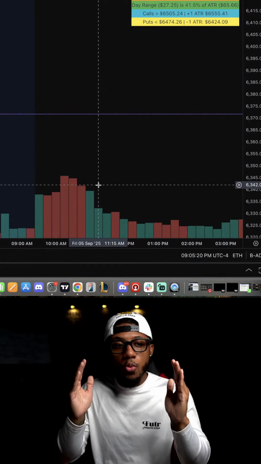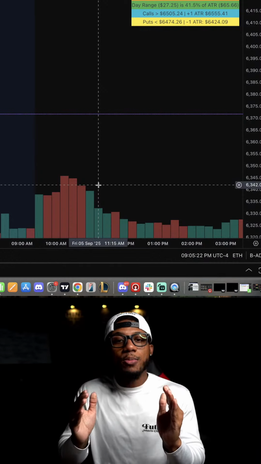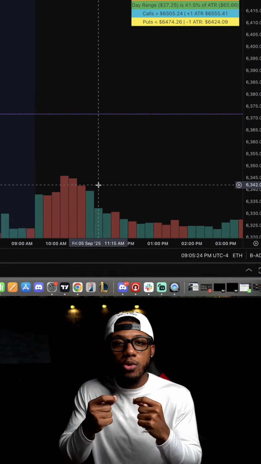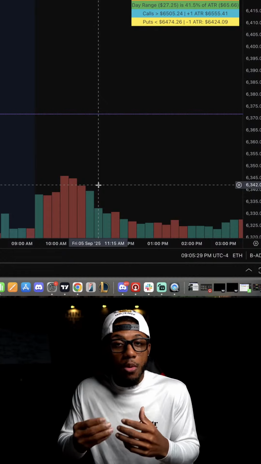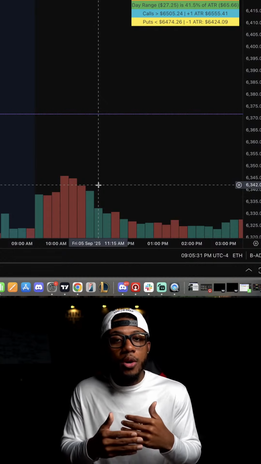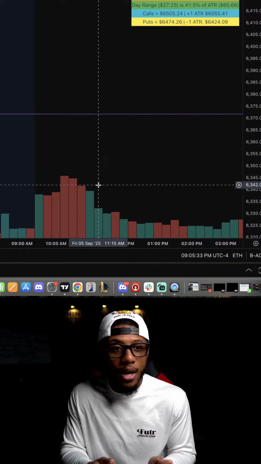The reason you want to trade at these time frames is because this is when the market is the most liquid, where you're having the most volume. This is where most of the traders are going to be trading. This is where the biggest moves in the market are going to happen.